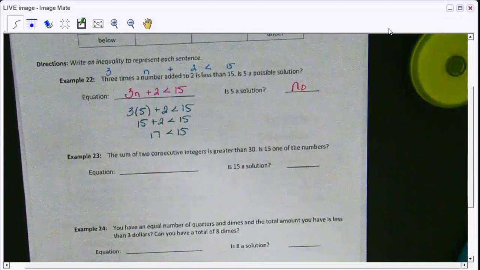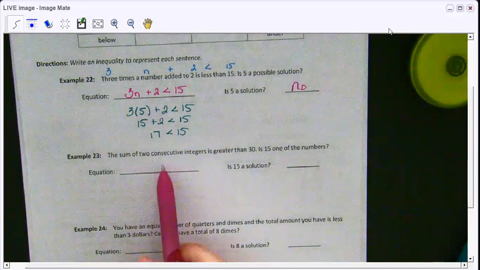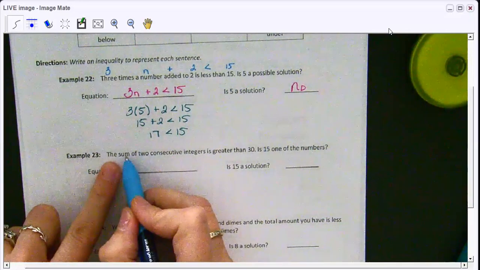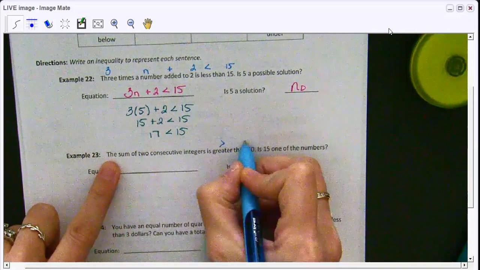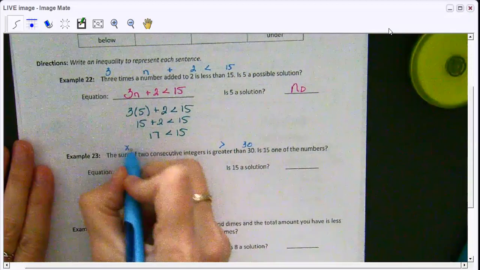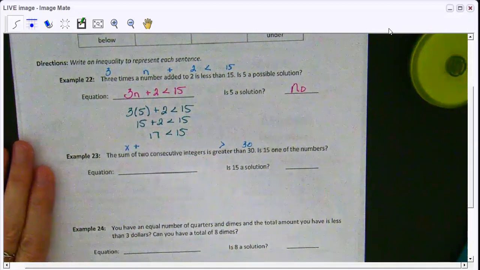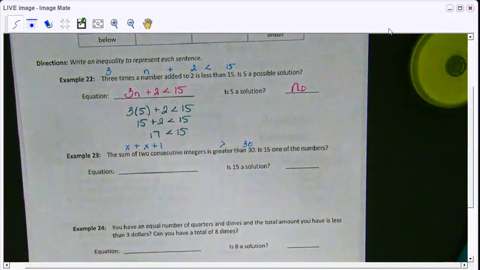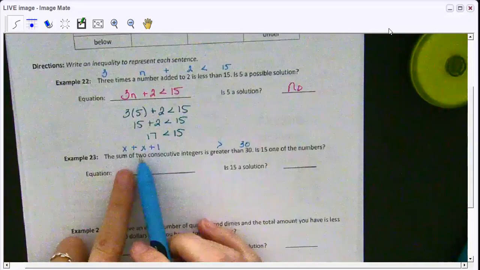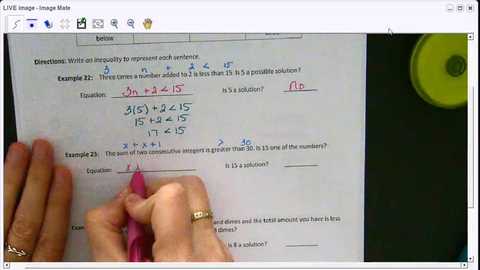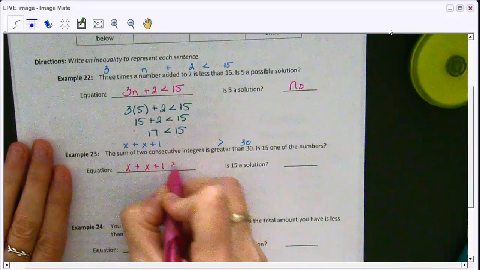Okay, let's go to 23. You see these a lot in our word problems. The sum of 2 consecutive integers is greater than 30. So I know that I'm going to be adding, and I know that it's going to be greater than 30. Two consecutive means one right after another. So you have one number and you're going to add that to the next number, but we don't know what the first number is. So it's x plus 1, because you're just going to add 1 to that first number. So this would be your equation whenever you add 2 consecutive numbers. So we have x plus 1 is greater than 30.